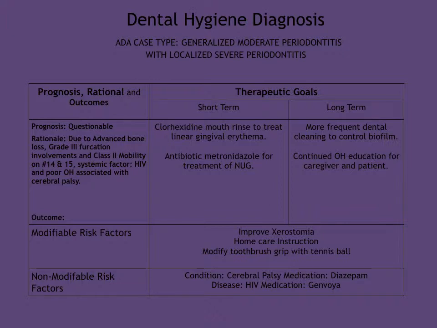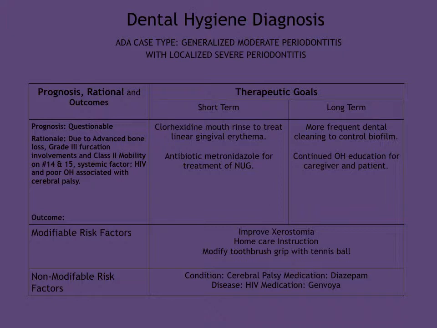Therapeutic goals: short term, chlorhexidine mouth rinse to treat linear gingival erythema, and antibiotics for treatment of NUG. Long term, we want more frequent dental cleanings to control biofilm buildup and continued oral hygiene education for caregiver and patient.